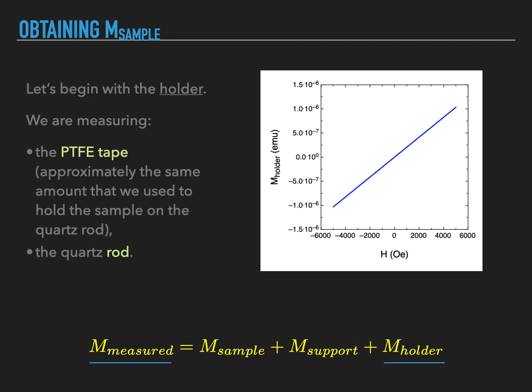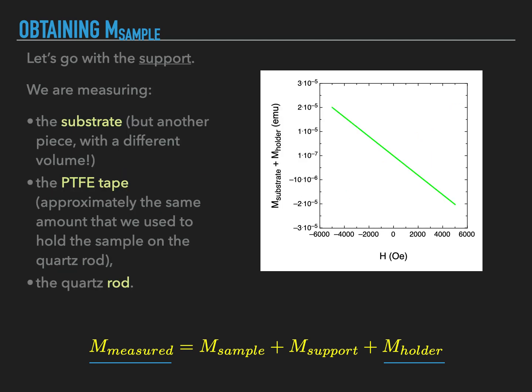So let's store the previous measurement somewhere, and now let's focus on the sample holder. So we remove the sample and we do a second measurement in the same conditions, within the same field limits, with the same field points, but with no sample, but we keep the quartz rod and the PTFE tape that we used previously to keep the sample in place. We repeat the measurement and, as you can see, we obtain a nice paramagnetic signal that is the contribution of the holder.